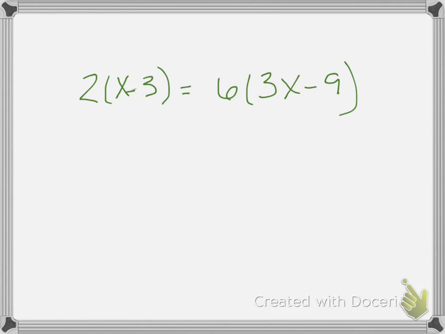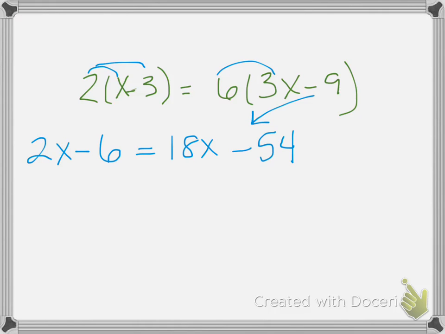Okay, it looks like we need to distribute for this. So I distribute to both. 2 times x is 2x. 2 times negative 3 is negative 6. Don't forget to distribute to both of them. 6 times 3 is 18x. And 6 times 9 is going to be a negative 54. Do not forget that negative there.